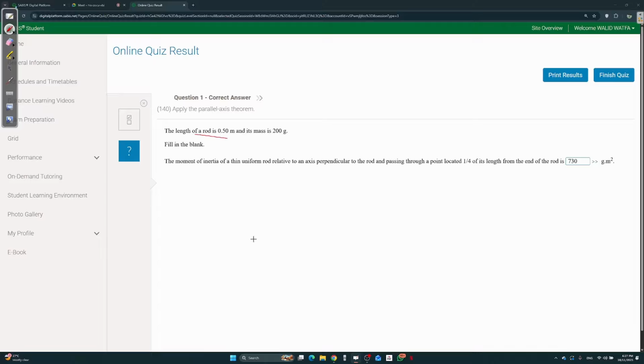A thin rod, this is the thin rod. It isn't a cylinder, it's a rod. Its length is 0.5 meters. The mass is how much? 200 grams. So I'll just put here m is 0.2 kilogram.